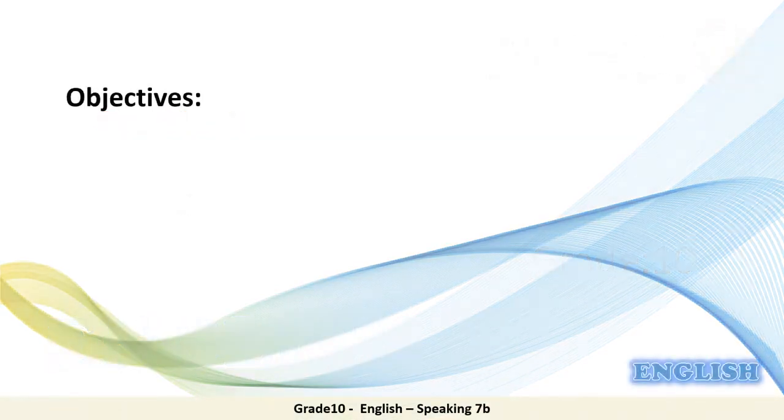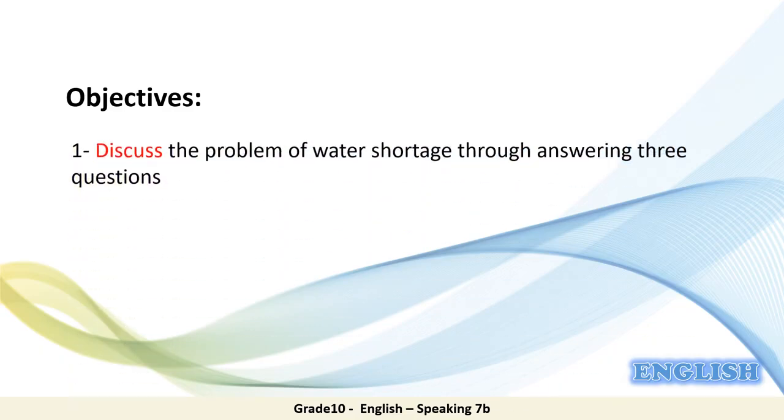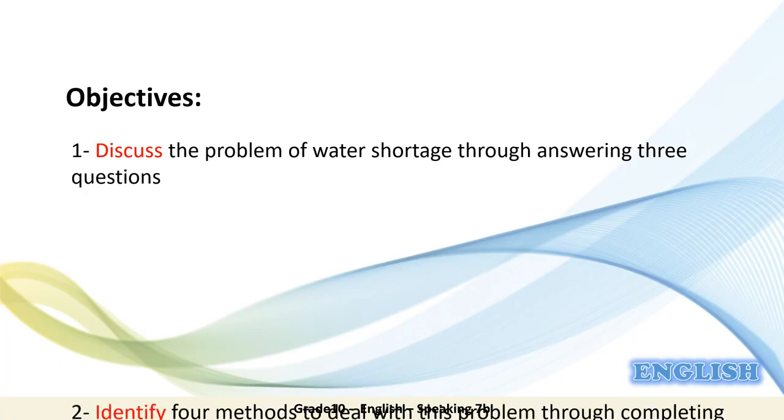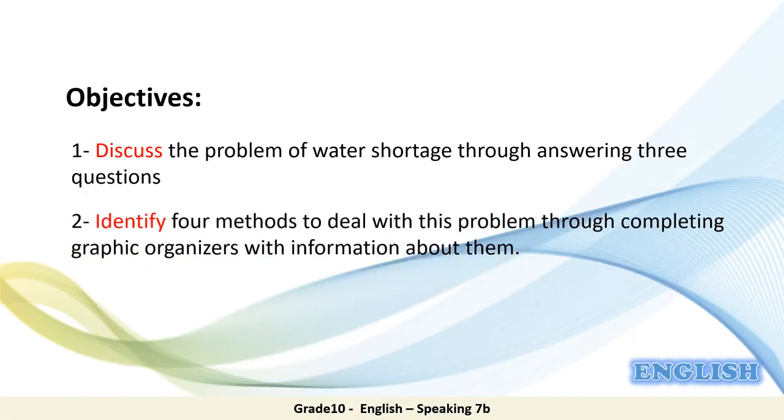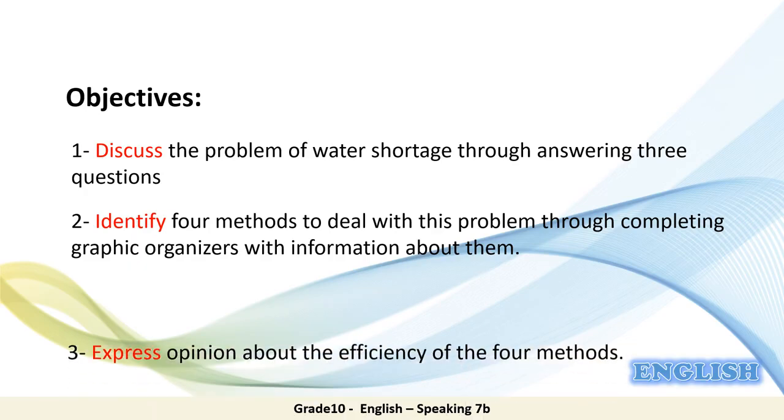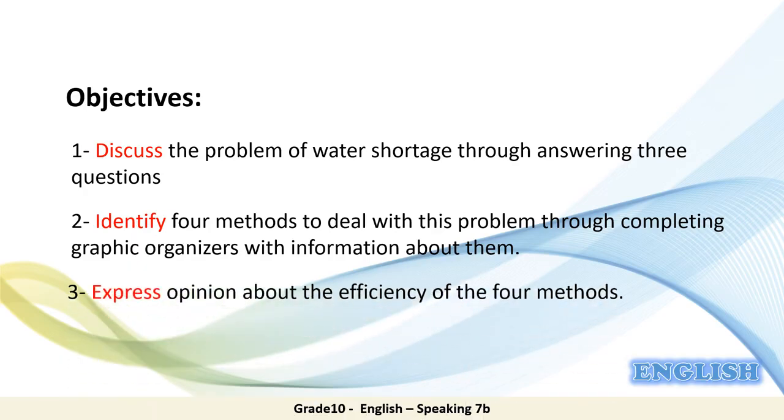In today's lesson we will focus on 3 learning objectives. Number 1. Discuss the problem of water shortage through answering 3 questions. Number 2. Identify 4 methods to deal with the problem of water shortage through completing a graphic organizer with information about them. And number 3, express opinion about the efficiency of these 4 methods.